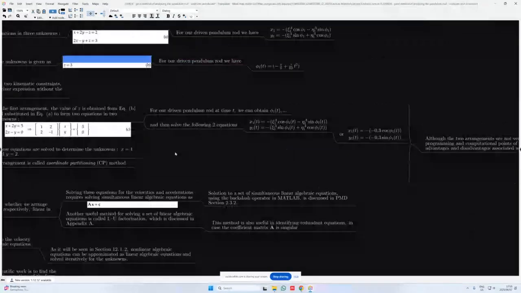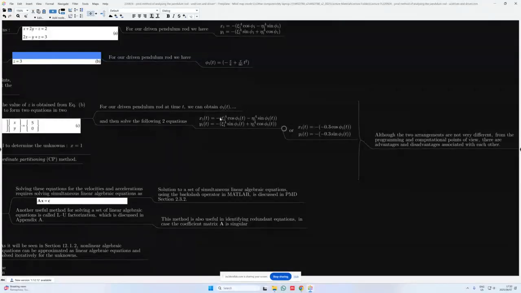So these equations are solved to determine the unknowns to be x equal to 1 and y equal to 2. And this particular arrangement is then called the coordinate partitioning method, or the CP method. For our driven pendulum rod at time t, we can obtain phi1 as a function of time, and we can then solve the two equations accordingly. And this is essentially what we're going to end up with over here.